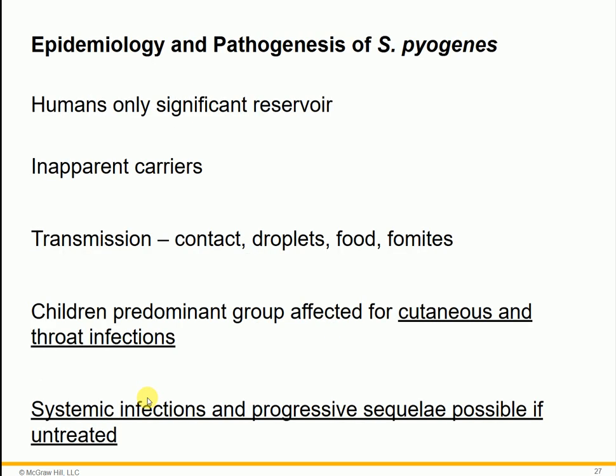Okay. So what is the epidemiology and pathogenesis of Streptococcus pyogenes? Well, humans tend to be the only significant reservoir for this bacteria. A lot of times people are just carrying it without a disease, without any signs or symptoms, and unknowingly transmit it to others through droplets, through fomites like doorknobs, pens, shared laptops, and so on. Kids tend to be the most prominent group that are affected by Streptococcus pyogenes infections, especially of the skin and throat infections.